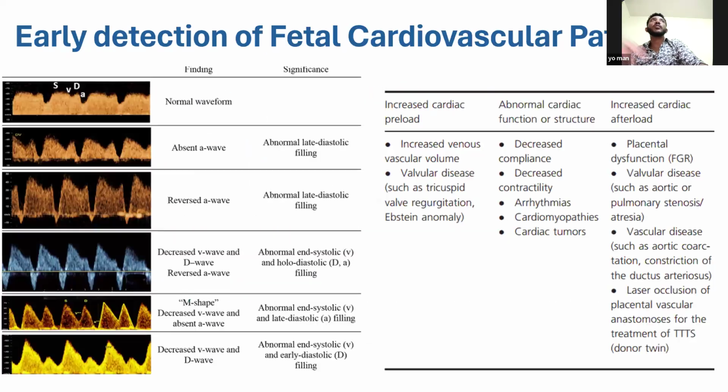So you can see this is a normal waveform in the ductus venosus, and here there is an absent A waveform. And here the diastolic waveform is decreased and the A waveform is absent, and specific pathologies are associated with this.